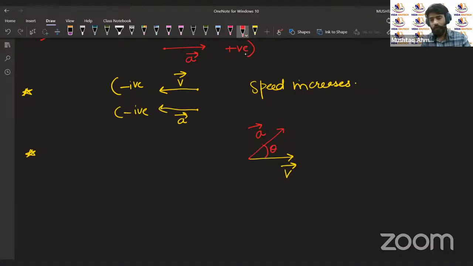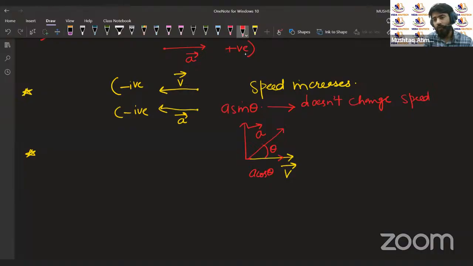Correct. So there will be two components of this acceleration. One component will be along the velocity, which is a cos theta. Another component of this acceleration is going to be perpendicular to the velocity vector, which is a sine theta. And this perpendicular component does not change the speed. The component of acceleration perpendicular to the velocity vector will never change the speed of a particle, right? A sine theta does not change the speed.